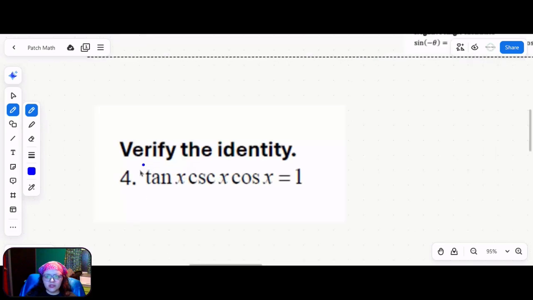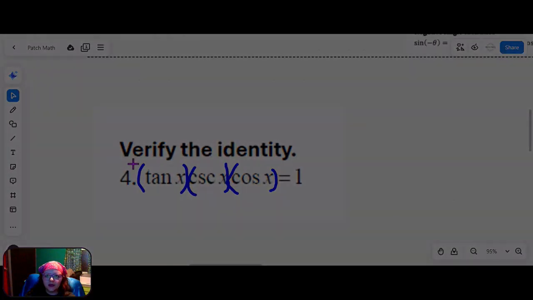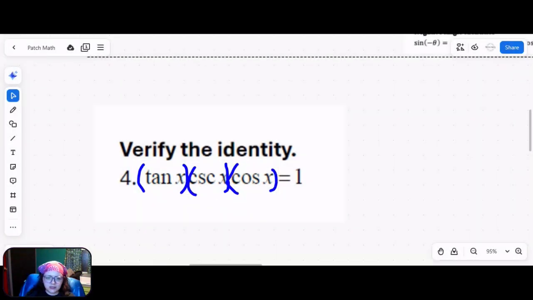And this is tangent of x times cosecant of x times cosine of x is equal to 1. And so we are going to start with that left-hand side there and substitute trig identities until we are able to achieve the right-hand side of 1.